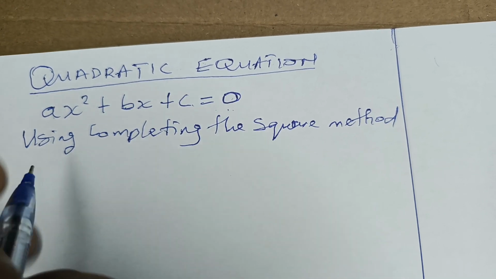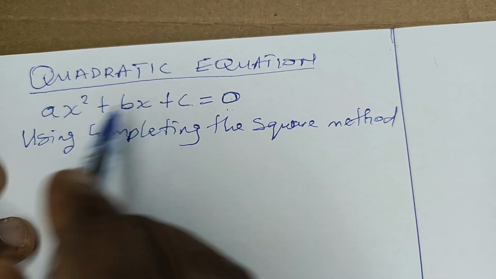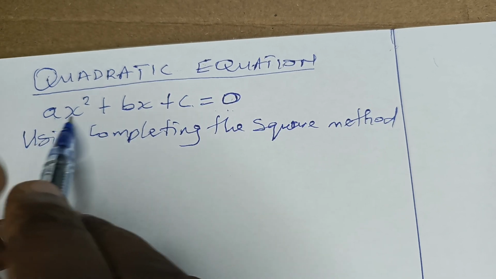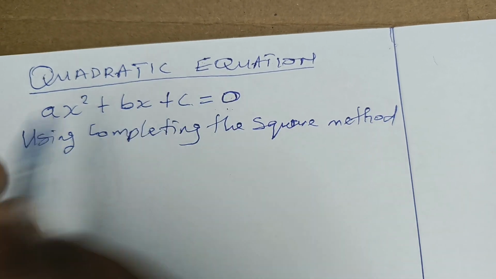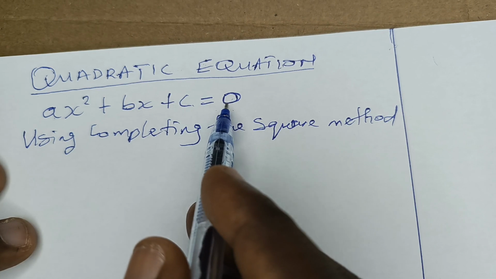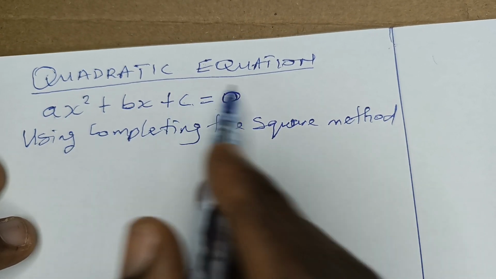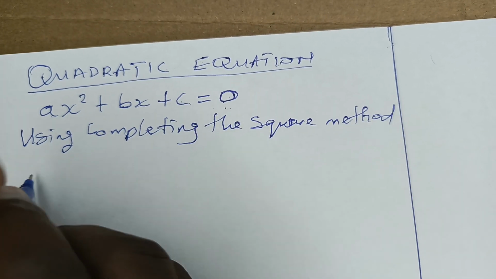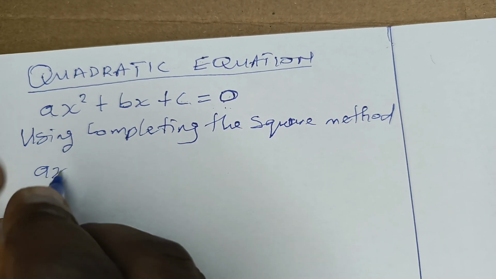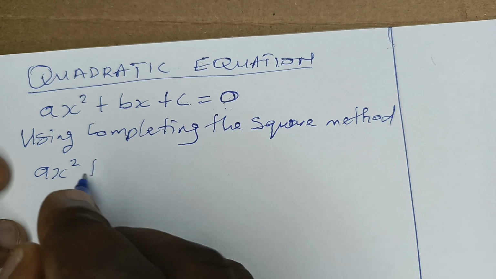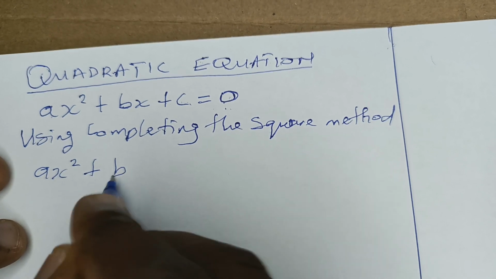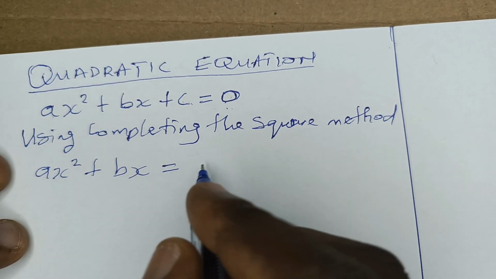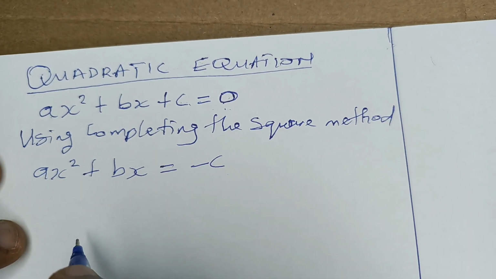Let's get started now. When you have this, what do you do? You divide through by A. The first thing is to move this C to this side. It is plus C. When it comes to this side, it becomes minus C. So it means we have ax squared plus bx is equal to minus C.